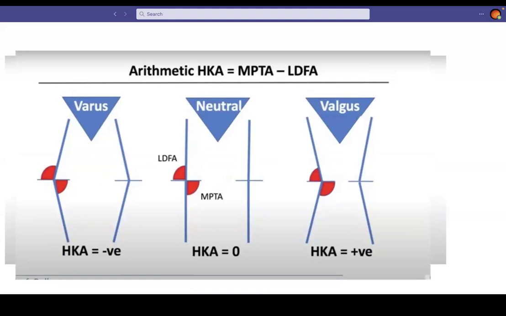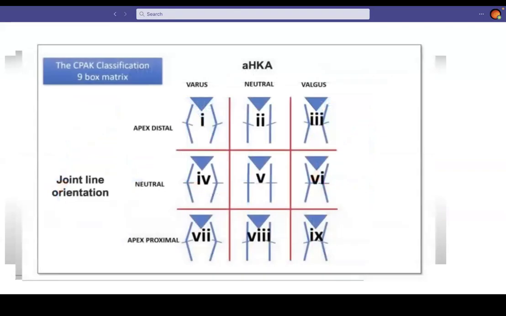Then the second step is to find the arithmetic HKA. Arithmetic HKA is the MPTA minus the LDFA. In a varus knee, the HKA will be negative. In neutral, the HKA will be zero. In valgus, the HKA will be positive. This also we can find just by eyeballing. And depending on this, they have proposed the CPAC classification in a 9-box matrix.